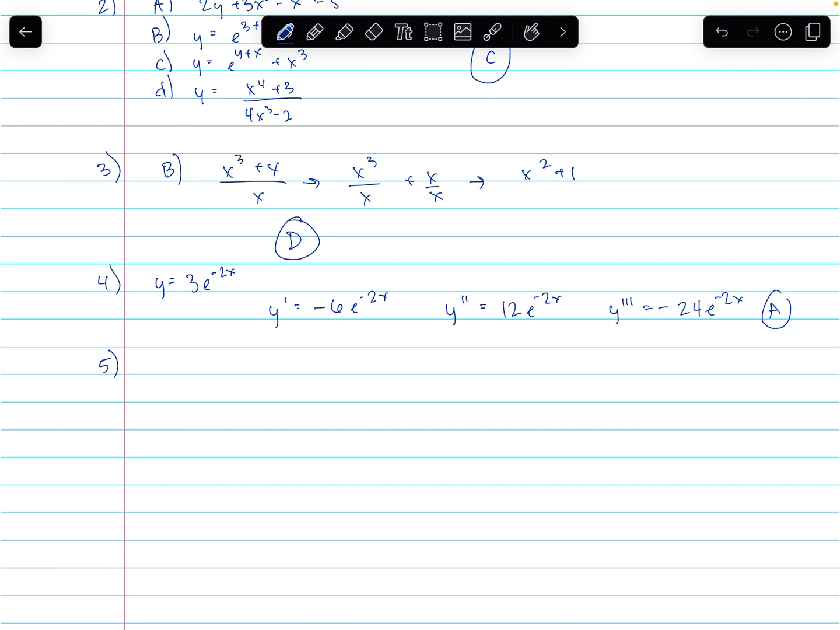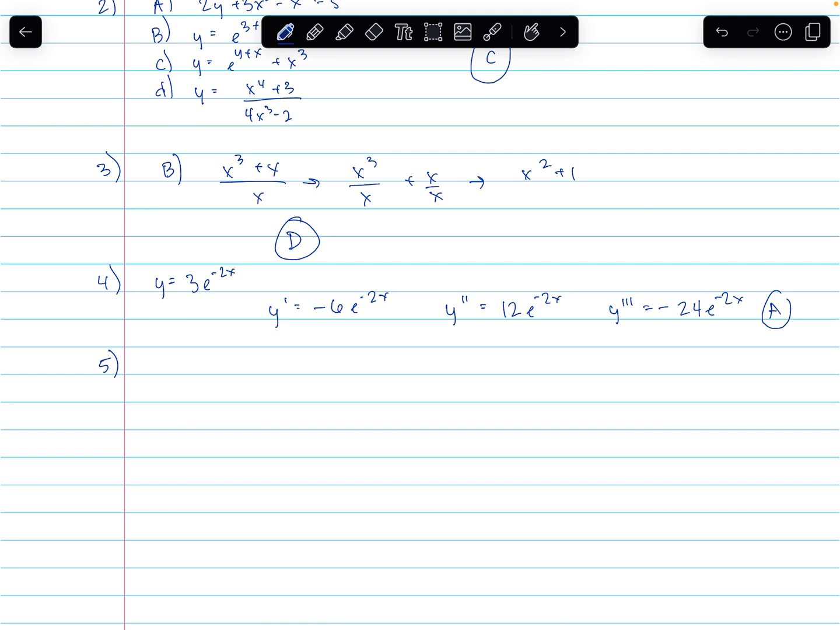Okay, so we're given the graph of f prime, and we're trying to see at which of the points A, B, C, or D f double prime will be the least. And f double prime is going to be the slope of f prime. So if I'm looking at point A, f double prime is going to be 0, because the slope of f prime is 0 at that point.